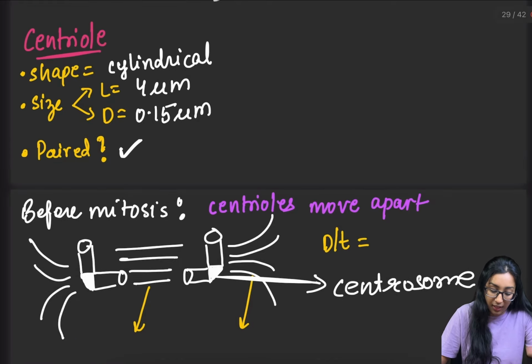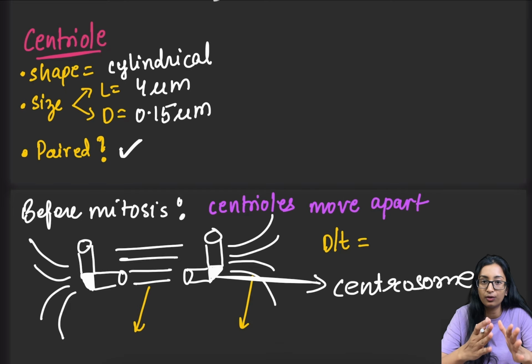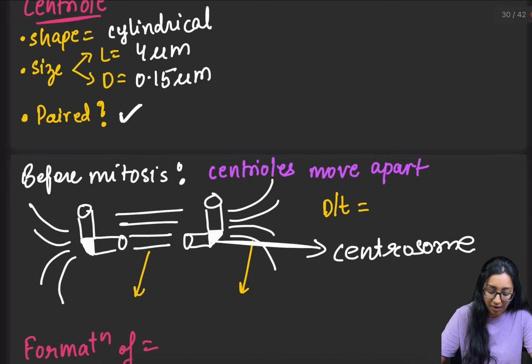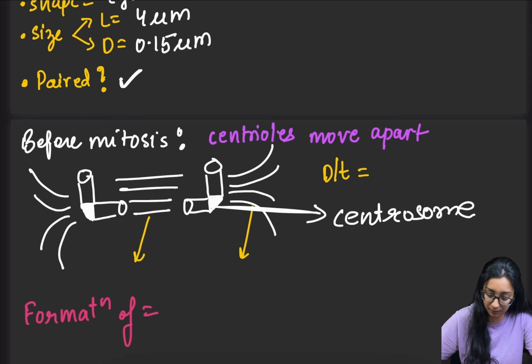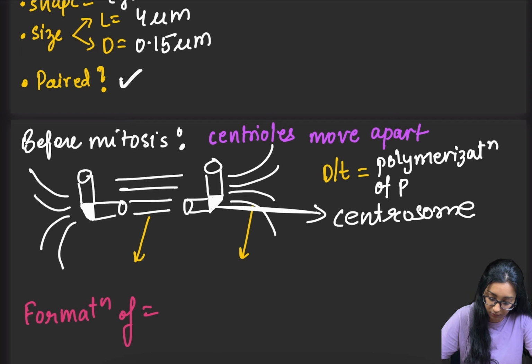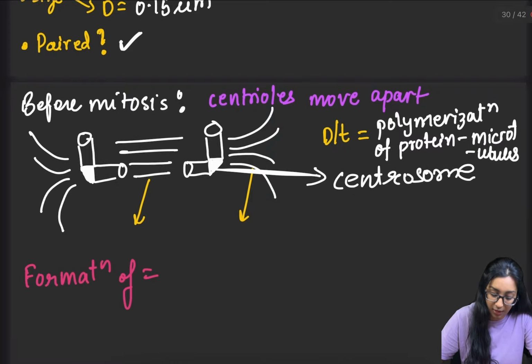Now in the centriole, what really happens is that before mitosis, the centrioles move apart. First, they are replicated during the interphase itself, or shortly around the replication phase of the DNA. After that, they will separate from each other. Why will they separate? They will separate due to the polymerization of the microtubule protein.